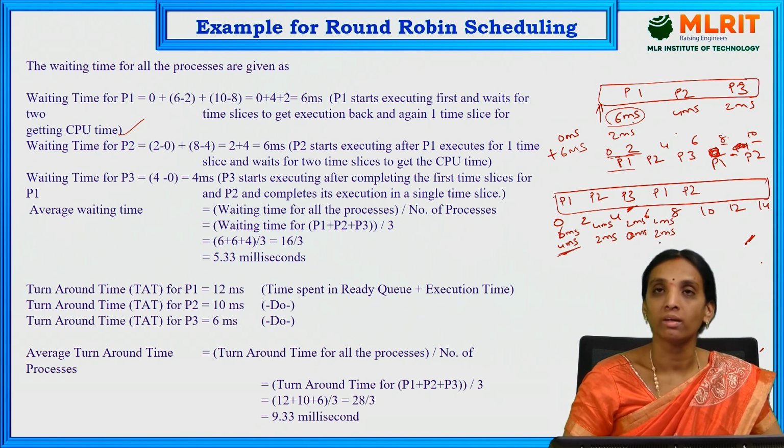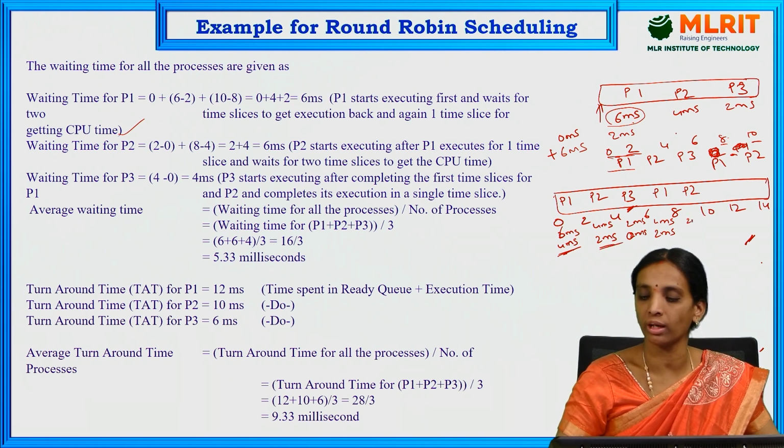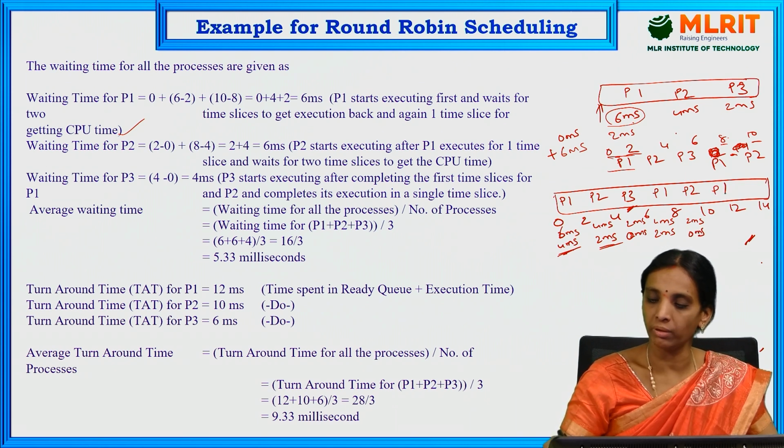Now again the remaining time is 2 milliseconds. For P2, here we have the execution time is 2 milliseconds. So with this time slot of 2 milliseconds, it completes its execution. So now again P1 enters at 10 milliseconds. So now its execution time is 2 milliseconds. So with this time slot of 2 milliseconds, it completes its execution.